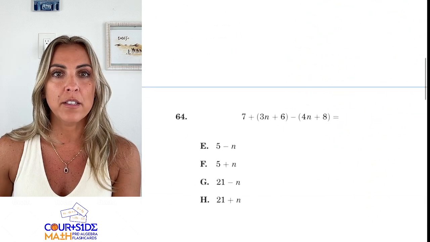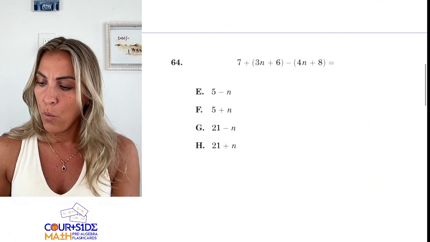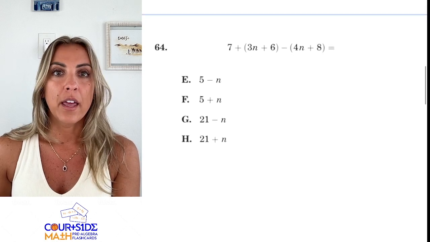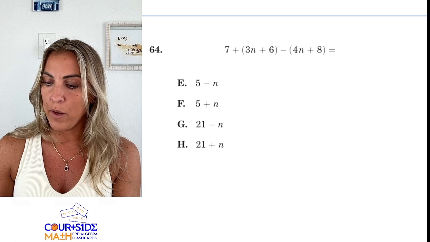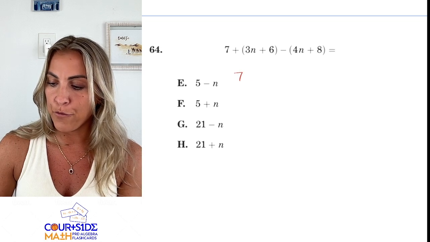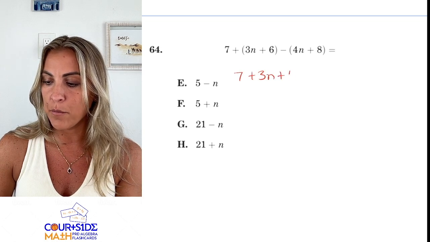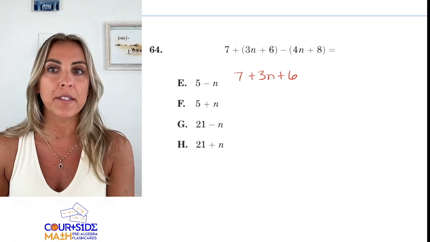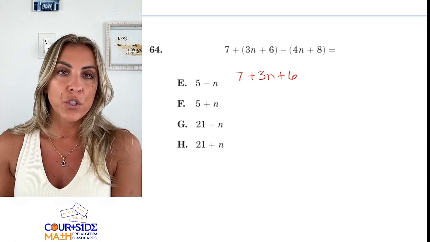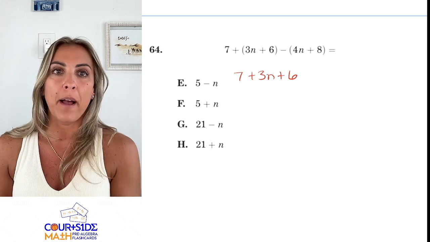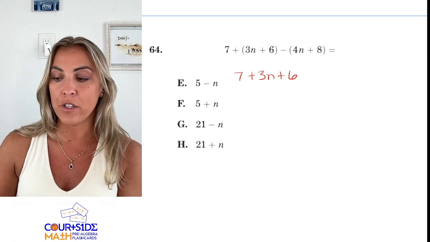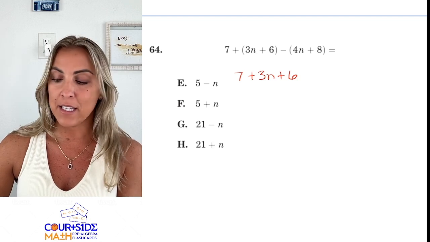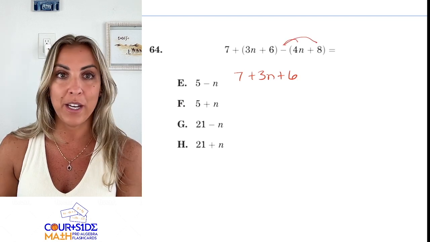All right, moving on to number 64. We have an expression to simplify. So the first thing I'm going to do is go ahead and free up this 3n plus 6 from the parentheses, because before the parentheses, there's nothing but a plus sign. So I can look at it as I'm distributing a positive 1, but that doesn't change the expression at all. However, this second expression that's in parentheses, there's a minus sign before it. So that's the same thing as distributing a negative 1.